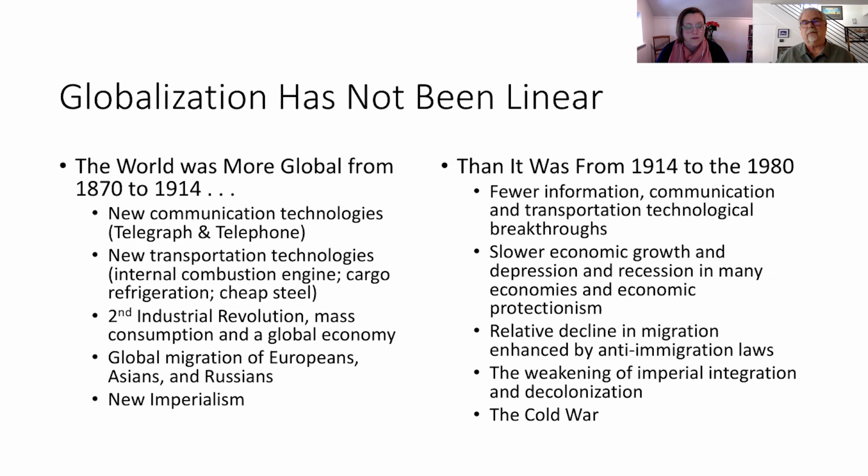But for most of the 20th century, from 1914 to 1980, you see sort of a disconnection, right? There's less connectivity, less globalization, if you like, fewer information, communication, technological breakthroughs, slower economic growth with the depression and recessions, protectionism during the 1920s and the 1930s, anti-immigrant laws, beginning in the 1920s, a significant decline in global migration, the weakening of empires as an integrating structure in the world. And of course, the Cold War, as we'll talk more about, also divided the world rather than connected it.